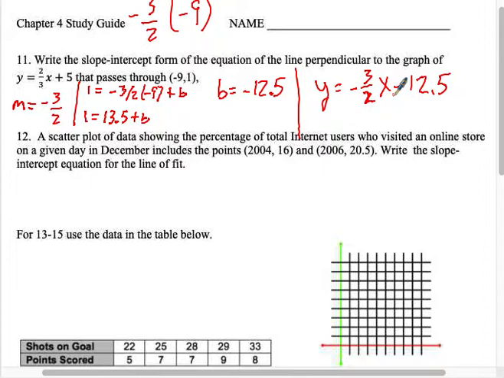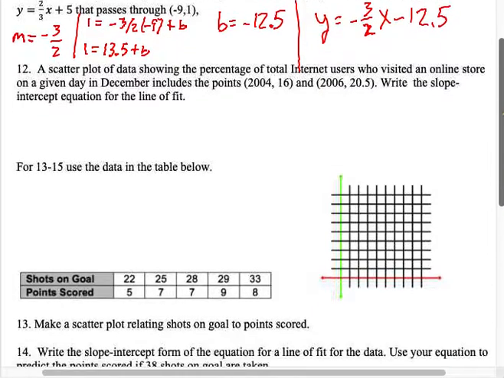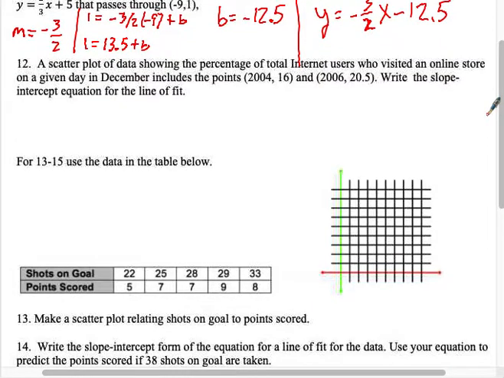Okay, now, a scatter plot of data. Numbers 12. Oh, okay, so number 12 just gives you a scenario. Then 13, 14, and 15, you have to write your own line of fit. Holy smokes, we're going to run out of time. I'm so behind. A scatter plot of data shows the percentage of total internet users of its online store in a given day, December, plus includes these points. Write the slope-intercept equation for the line of fit.